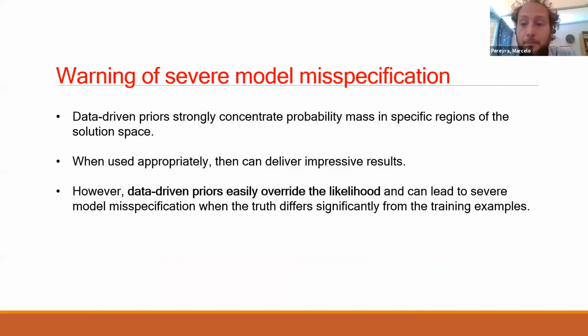Important thing: models that are data-driven can be severely misspecified. Why? Because you are using millions of training examples or thousands, and then one single observed measurement that is not even well-posed. So your prior can override your likelihood, and you can have a Bayesian model that is very misspecified simply because the truth that you're trying to recover is different from your training example. So it's very important to do a misspecification diagnosis test and make sure that your model is well-posed.